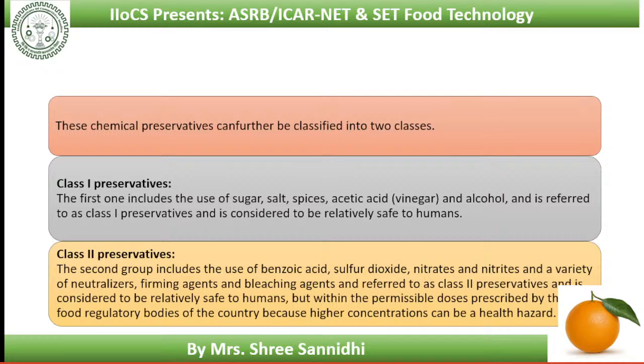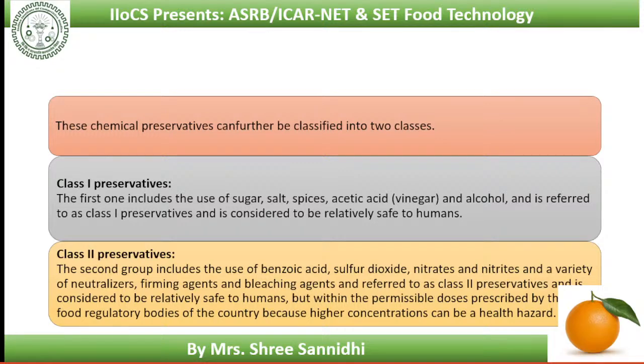So one more type of classification we have, that is class 1 preservatives and class 2 preservatives. This is a very simple classification in which you can come to know which is natural and also available, easy to use in the kitchen, and which is industrial level. So class 1 preservative includes sugar, salt, spices, vinegar, alcohol. So these things are relatively safe to use. When it is added to food, it does not have a proper limit for consumption, and even gives better taste.